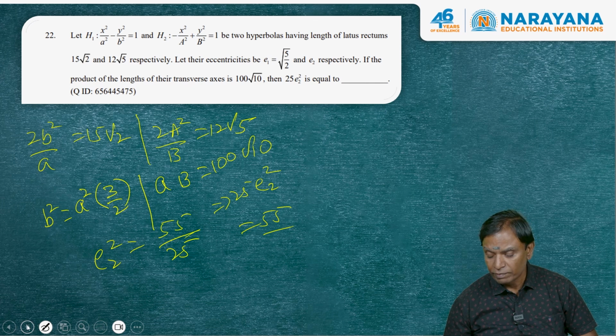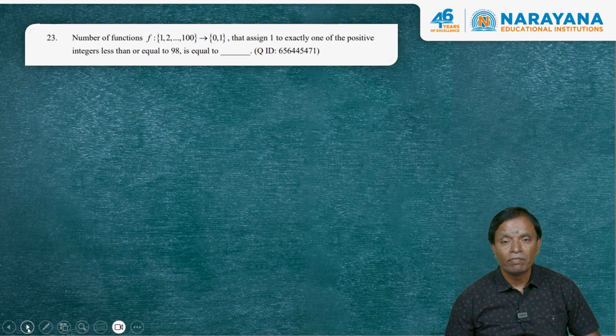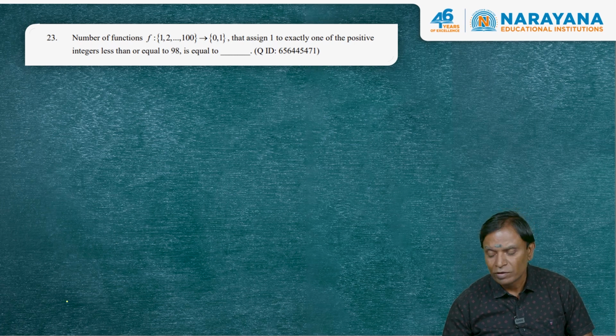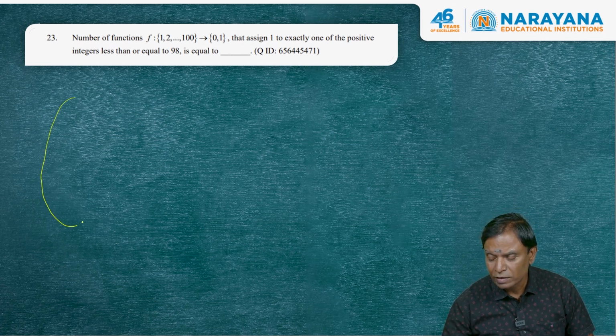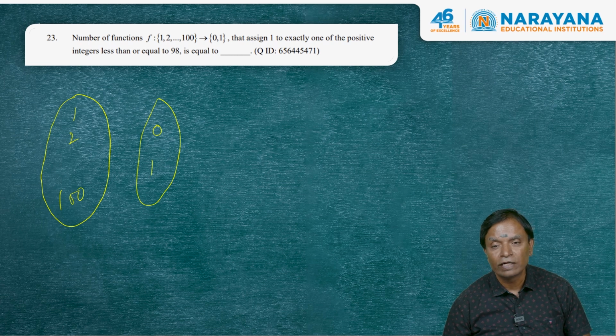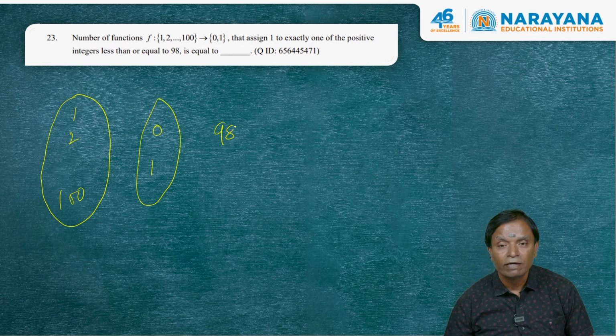Let us go to the next problem. Number of functions f from 1 to 100 to 0, 1 that assign 1 to exactly one of the positive integers less than or equal to 98. Okay, right, this problem you can do it. This is 1, 2, 3, so on 100, and here you are having only two elements, 0 and 1. That assign 1 to exactly one of the positive integers less than or equal to 98. Okay, from less than or equal to 98, any one number and map it to 1.